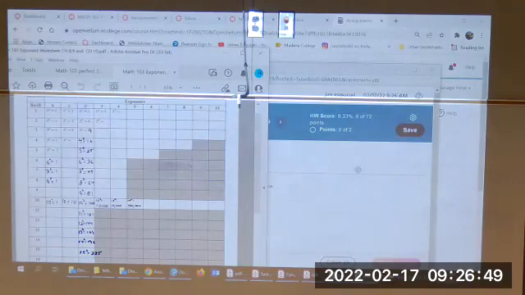16 to the second, 256. 17 to the second, 289. 18 to the second, 324. 19 to the second, 361. 20 to the second, 400. 21 to the second, 441. 22 to the second, 484. 23 to the second. Oh, I never remember that one right. 24 to the second is 576. 25 is 625.